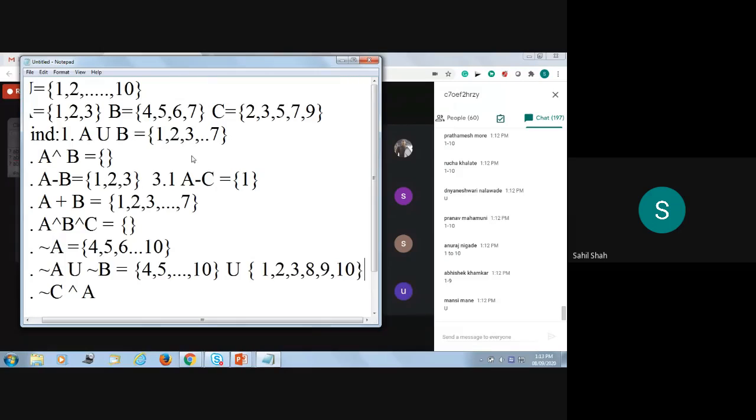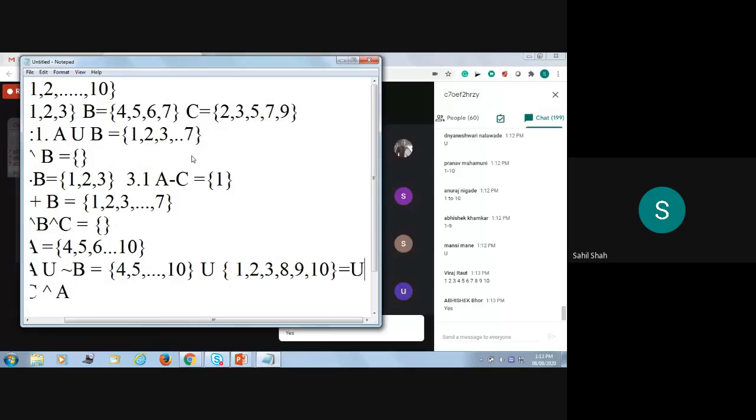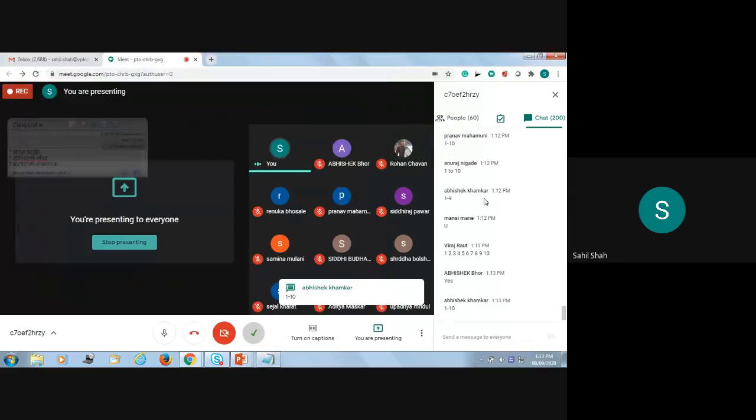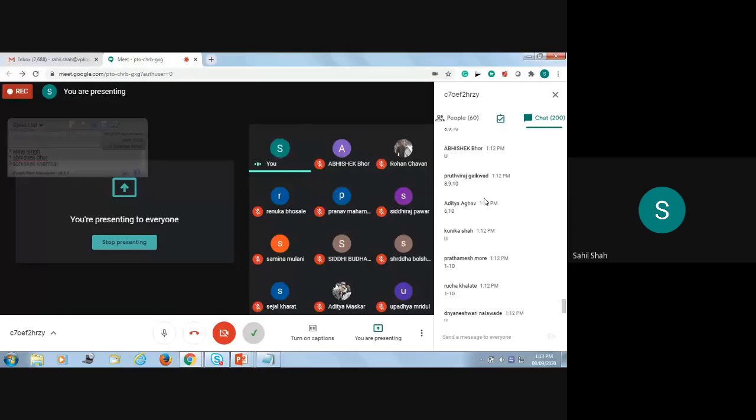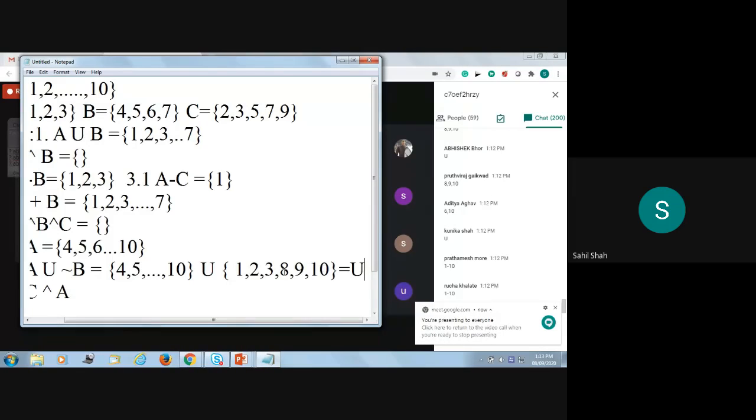If we are taking union of this, what will be the result? Abhishek, what will be the result? 1, 2, 3, 4, 5, 6, 7, 8, 9, 10. You are going to have everything, and that everything is present in the universal set. Very fine. Abhishek, how you are saying 1 to 9? Yes, 1 to 10. Prithviraj, Aditya, whether it is clear? Okay, fine.